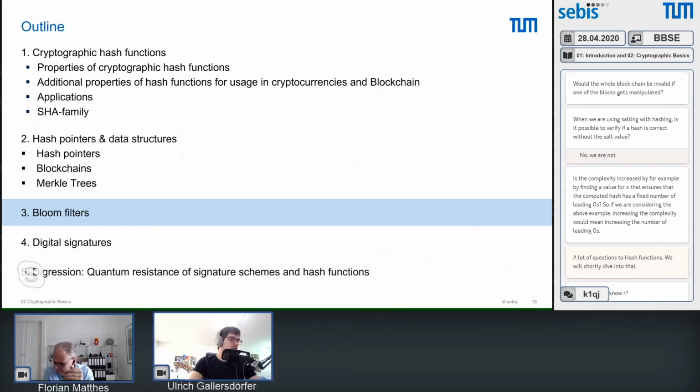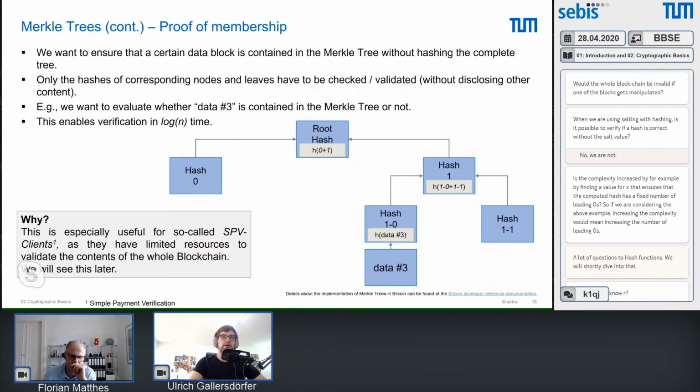One second, Florian. Can we move back to Merkle trees, because we got a question. I think that's quite relevant. People wonder about the notation in the hash. On the right, there is the notation of h 1 minus 0 plus 1 minus 1. That seems a little bit confusing, so maybe we can elaborate on what that exactly means.